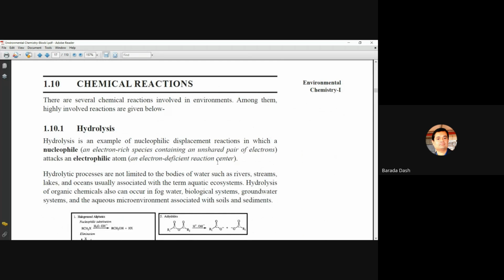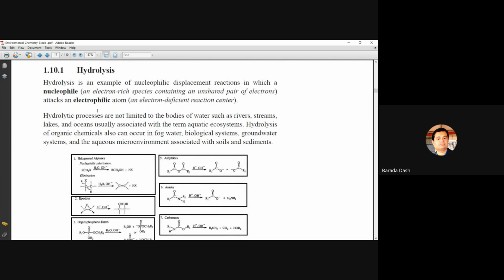Next are chemical reactions. There are several chemical reactions involved in the environment. Among them, there are different types, and one is hydrolysis. Hydrolysis is an example of a nucleophilic displacement reaction in which a nucleophile attacks the electrophilic atom.